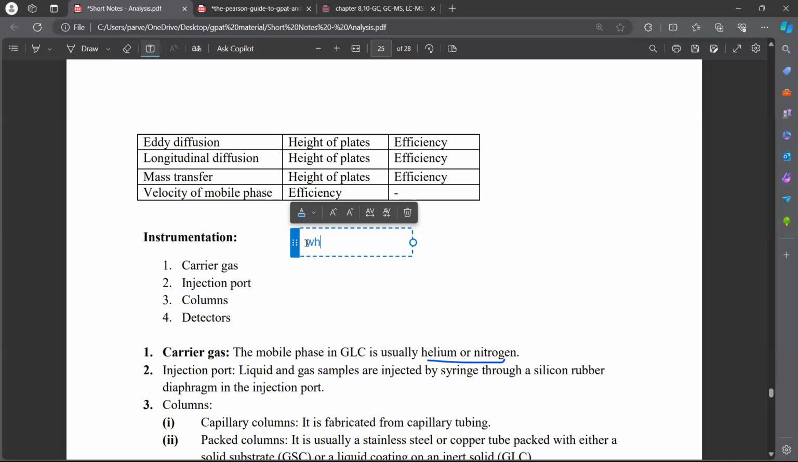Which carrier gas is not used in GC? First one, nitrogen, helium, oxygen. Helium, oxygen, nitrogen. Another one is hydrogen. Answer, guys. Which carrier gas is not used in gas chromatography?